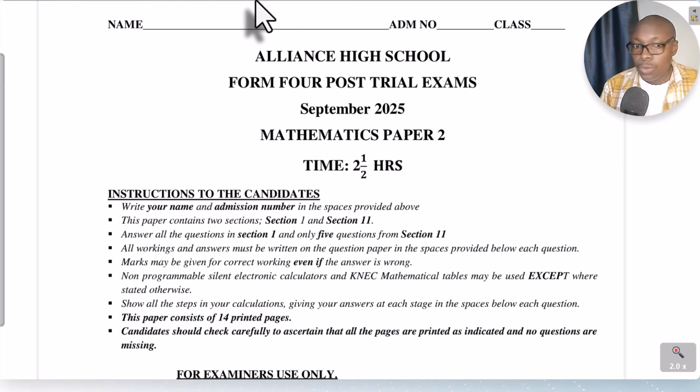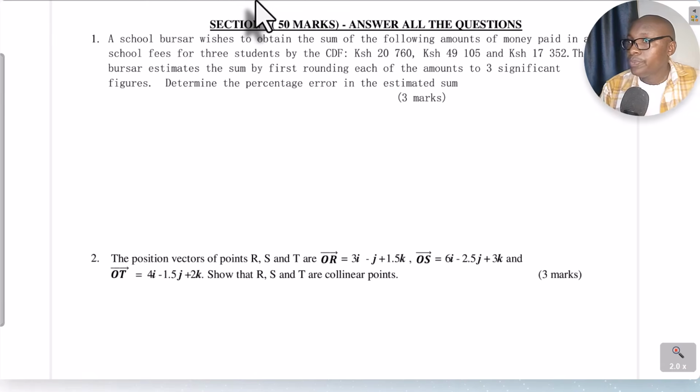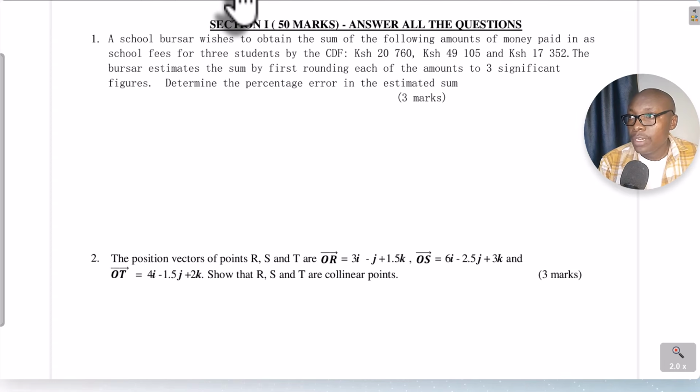Let's go to section A of the paper. Answer all the questions, 50 marks. A school bursar wishes to obtain the sum of the following amounts of money paid in as school fees for the 3 students by the CDF: 20,760, 49,105, 17,352. The bursar estimates the sum by first rounding each of the amounts to 3 significant figures. Determine the percentage error in the estimated sum.